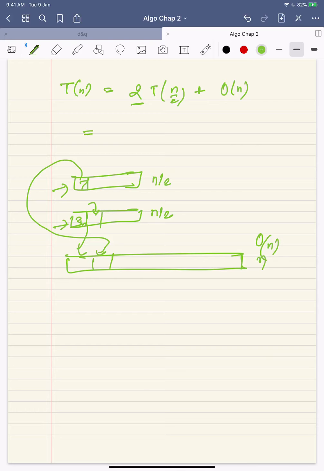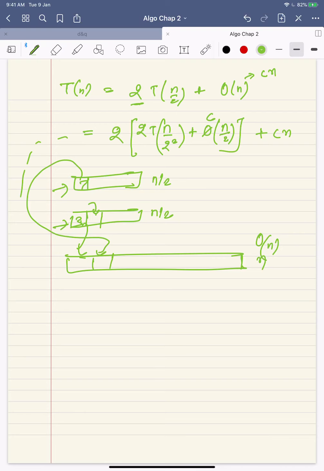So this will be 2. Now T(n/2) you will again say 2T(n/2 square) plus order n/2. Okay, let's write order n as something like Cn. You can always find some C like that. So this can be C times n/2. And this Cn is always there.